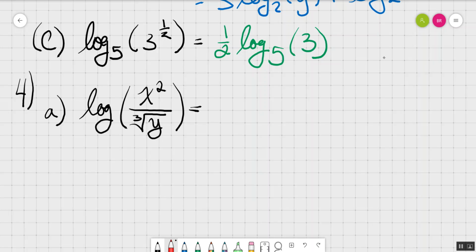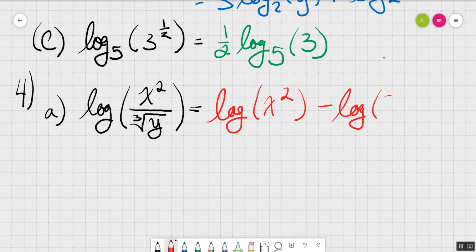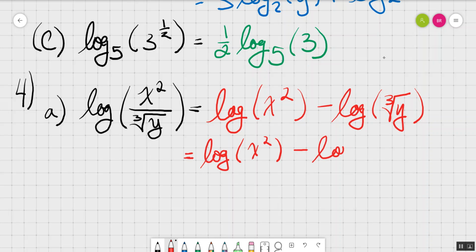So notice there's some stuff with exponents. This needs to be written with an exponent, and then I've got division. So I'm going to use the division rule first and rewrite this as a subtraction. So we'll end up with the log of x squared minus the log of the cube root of y. I'm going to take a moment right now and rewrite the cube root as an exponent instead of a radical. So this is the log of x squared minus the log of y to the 1/3 power.